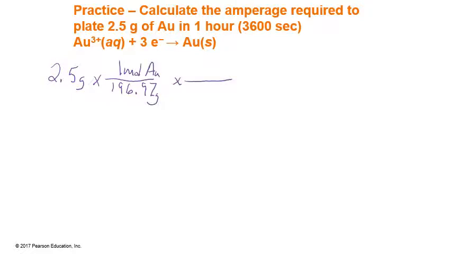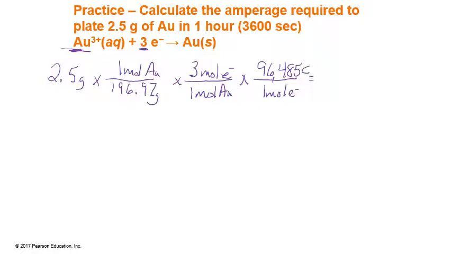From the moles of gold, we can go to moles of electrons, which we get from our half reaction. So 3 moles of electrons, 1 mole of gold. Now we use Faraday's constant. So 1 mole of electrons, 96,485 coulombs. We get 3,674 coulombs, but we're only allowed 2 significant figures from the 2.5 grams.